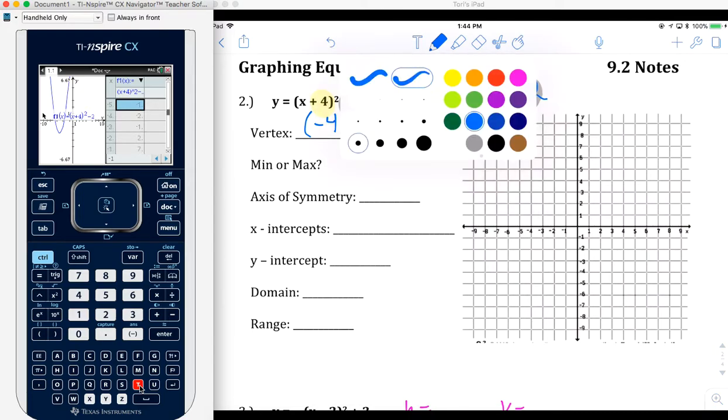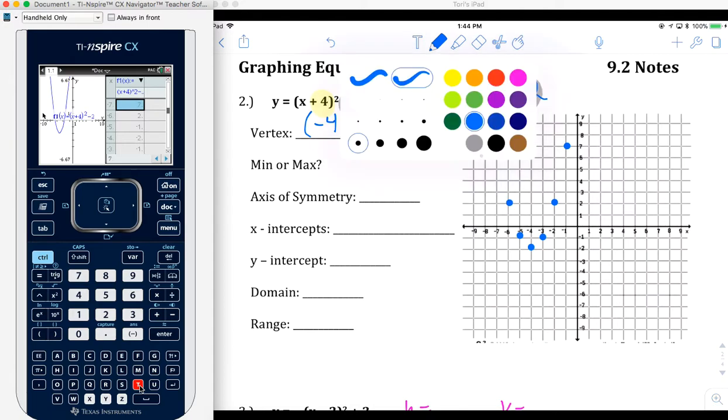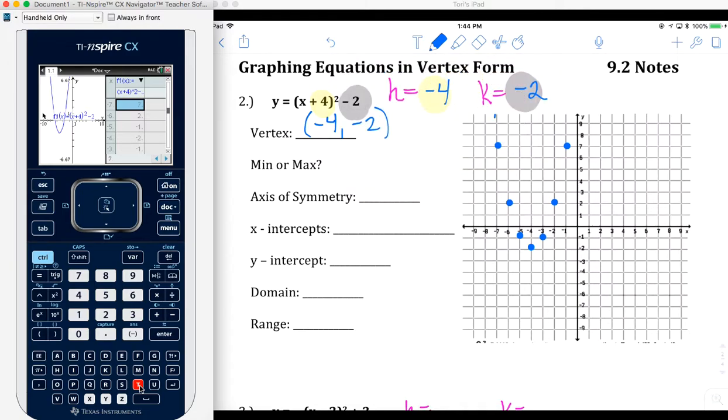Okay, so I'm going to do dots as I go. So -1 goes to 7. -2 goes to 2. -3 goes to -1. -4, -2. We already knew that one. Let's get a couple more. -5, -1. -6, 2. And -7, 7. So this is our graph. These are the points that we're stealing off our table. And this is going to let us answer the rest of the questions.